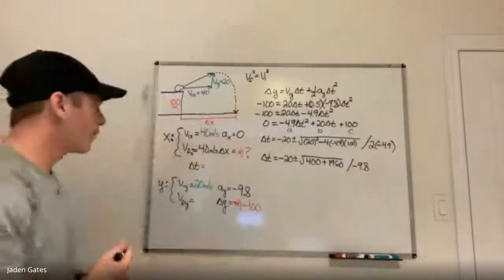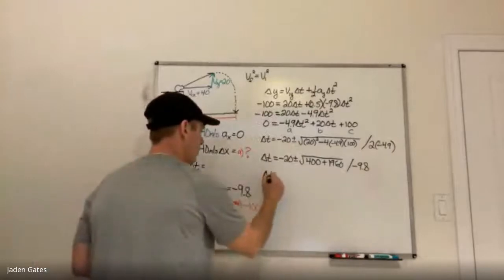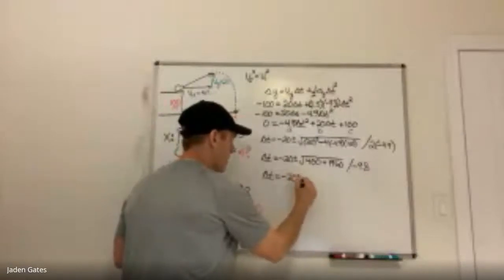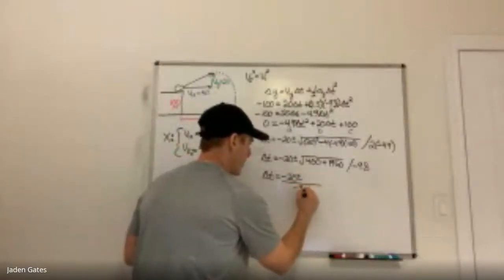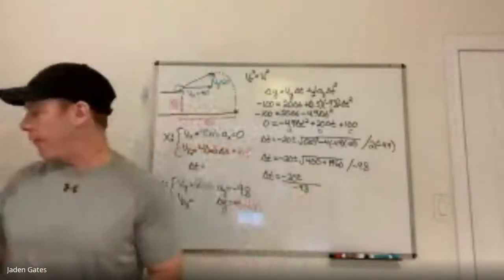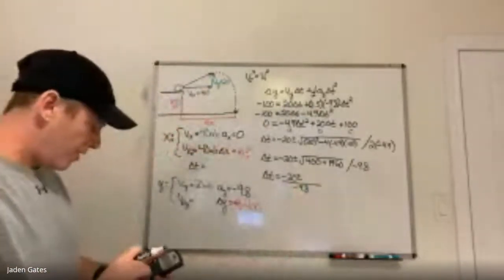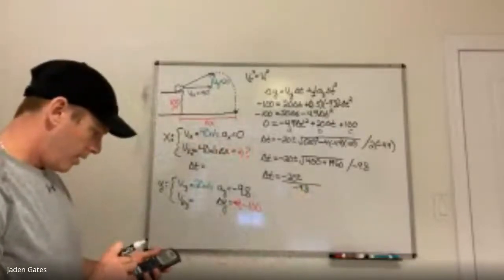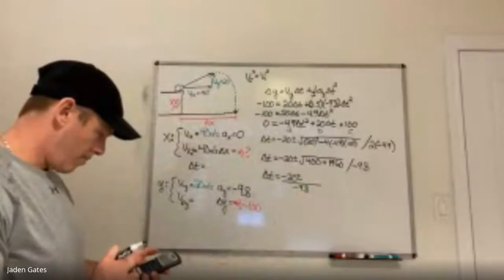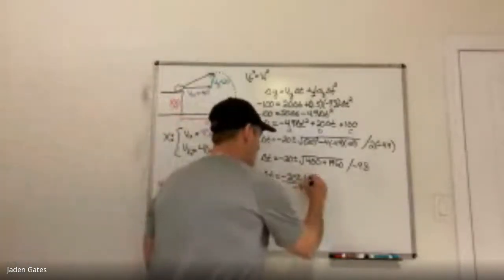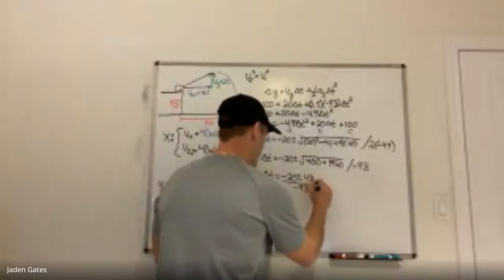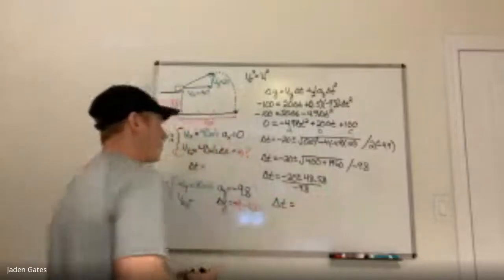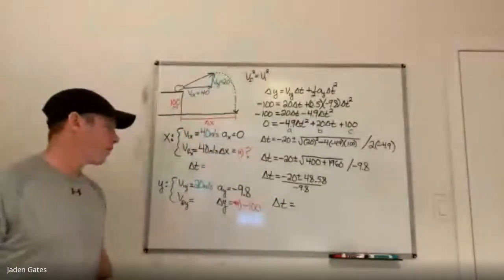All right, so again, further simplifying the quadratic formula here, I end up with negative 20 plus or minus, and it's going to be divided by negative 9.8. And so I'm going to put 400 and 1960 together and then take the square roots. So let's see here, 400 plus 1960 equals that. Square root that number, and I get 48.58.